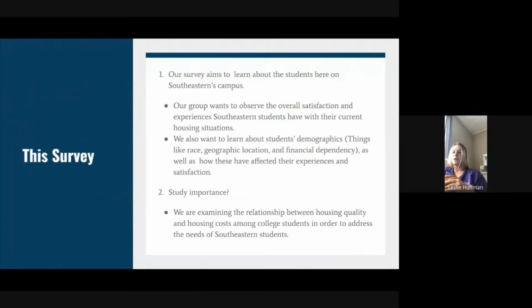We also want to learn about students' demographics, things like race, geographic location, and financial dependency, as well as how these have affected their experiences and satisfaction. The importance of this study is that we are examining the relationship between housing quality and housing cost among college students in order to address the needs of Southeastern students.